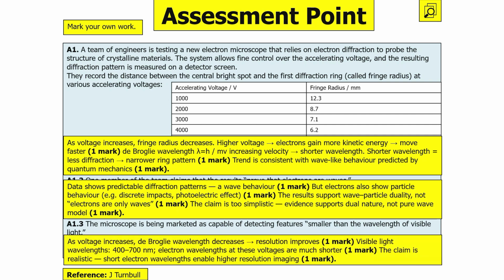Finally, as the voltage increases, the de Broglie wavelength decreases, so our resolution improves. Visible light wavelengths are 400 to 700 nanometers, and the electron wavelengths at these voltages are much shorter. So the claim is realistic. Short electron wavelengths will enable higher resolution imaging.